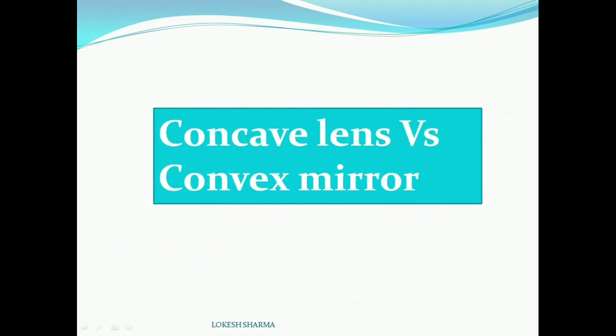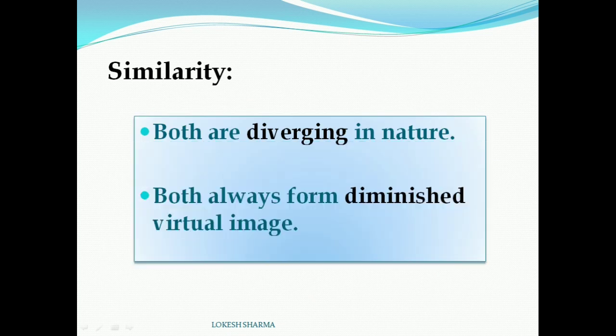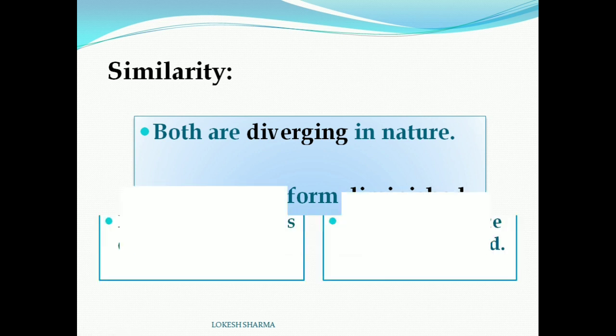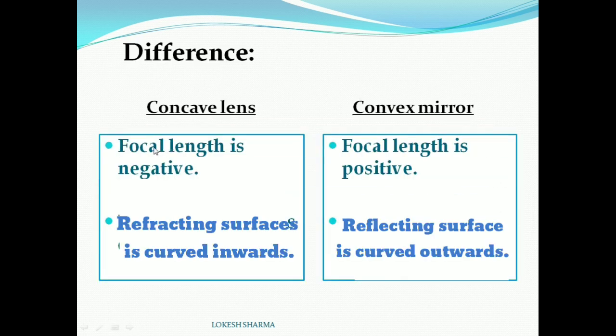Now concave lens versus convex mirror. The similarity is both are diverging in nature and both always form diminished virtual image. And difference between these two is focal length is negative, focal length is positive, reflecting surface curved inward, reflecting surface curved outward. Concave means negative focal length, curved inward, and convex means positive focal length and curved outward.